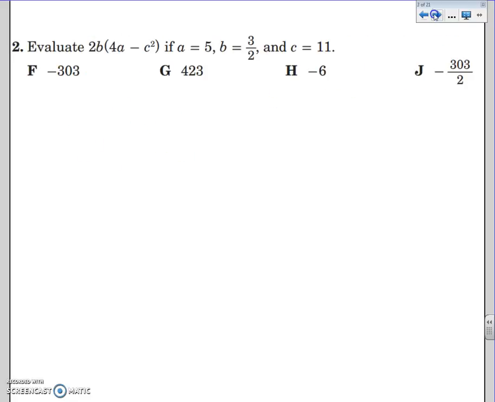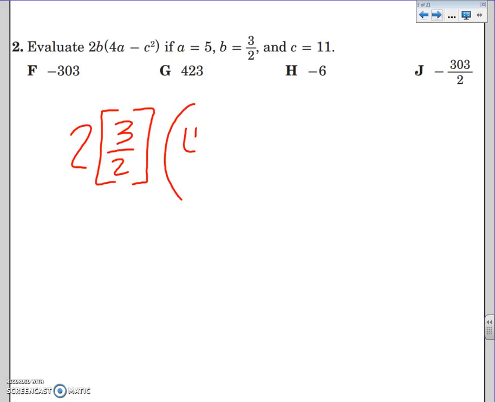All right, number 2. Evaluate 2b, well, all that if a equals 5, b equals 3/2, c equals 11. I just plug in. 2 times b. B is 3/2. Times 4 times a. A is 5. Minus c squared. C is 11 squared.